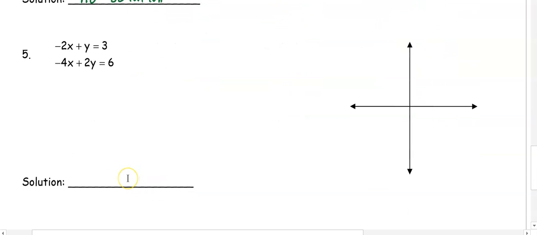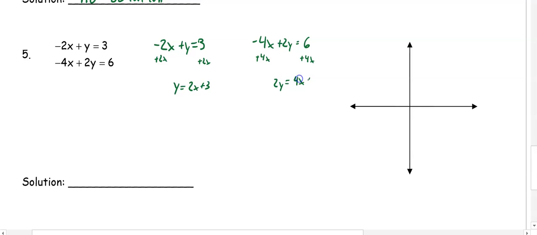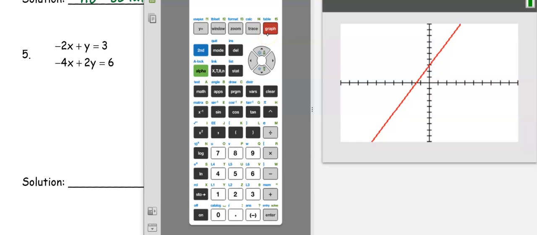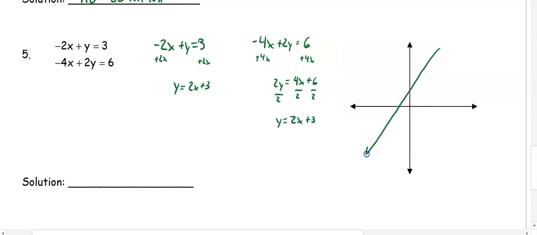Let's try one more. In number 5, we have -2x plus y equals 3. We have -4x plus 2y equals 6. So in the first equation, I'm going to add 2x to both sides. Y equals 2x plus 3. Our second equation, we can add 4x to both sides. 2y equals 4x plus 6. Divide everything by 2. Y equals 2x plus 3. You might notice they're the same equation. So if we enter them in, 2x plus 3 and 2x plus 3, when we graph this, we see that the lines are overlapping. And this is our other special case, infinitely many solutions.